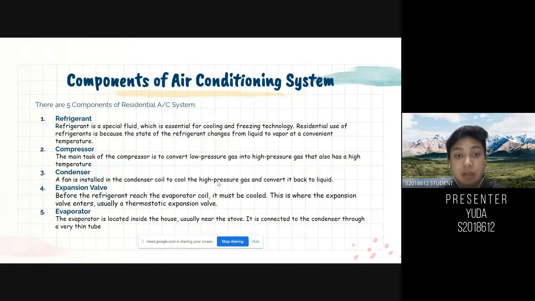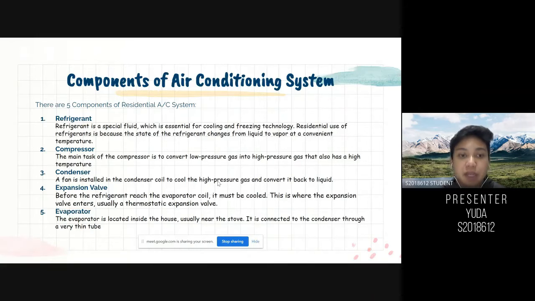There are five components. The first one is refrigerant. Refrigerant is a special fluid which is essential for cooling and freezing technology. Residential use of refrigerants is because the state of the refrigerant changes from liquid to vapor at a convenient temperature.